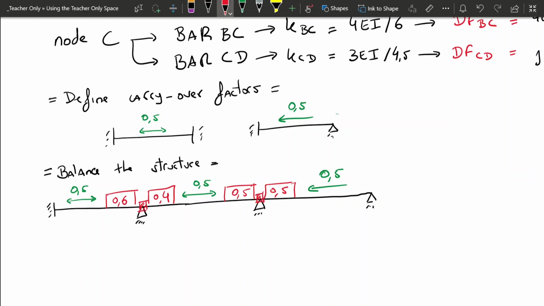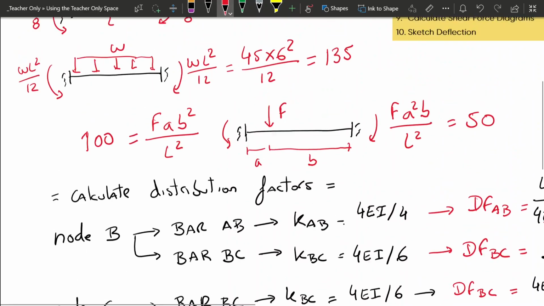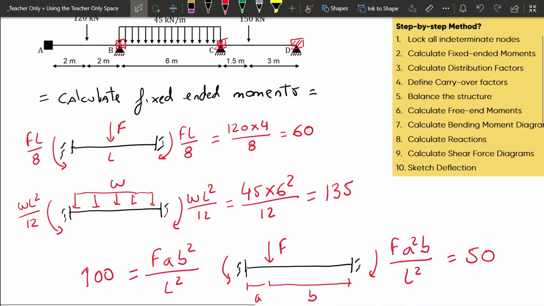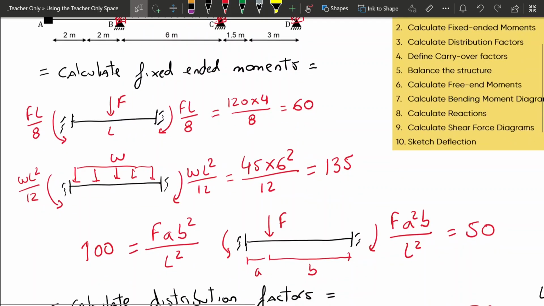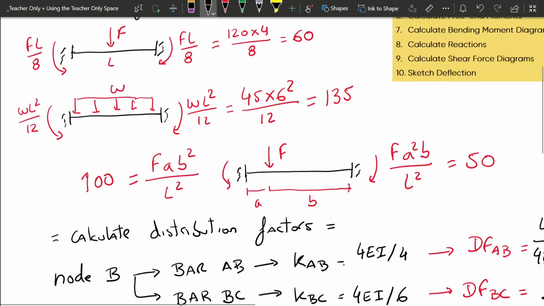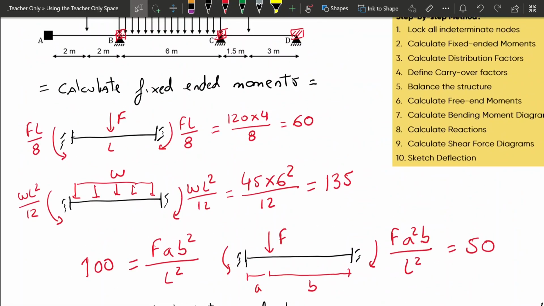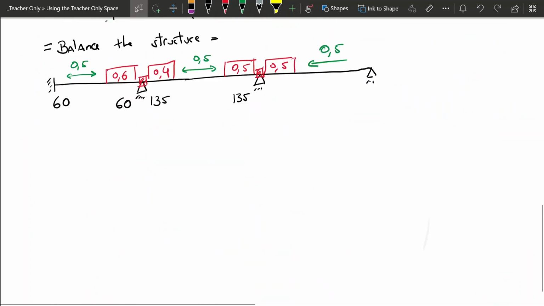Now, what we need to include is the fixed end moments. So we have 60 and 135 for AB, so let's write that down. And then for bar BC, we had 100 on the left and 50 on the right.